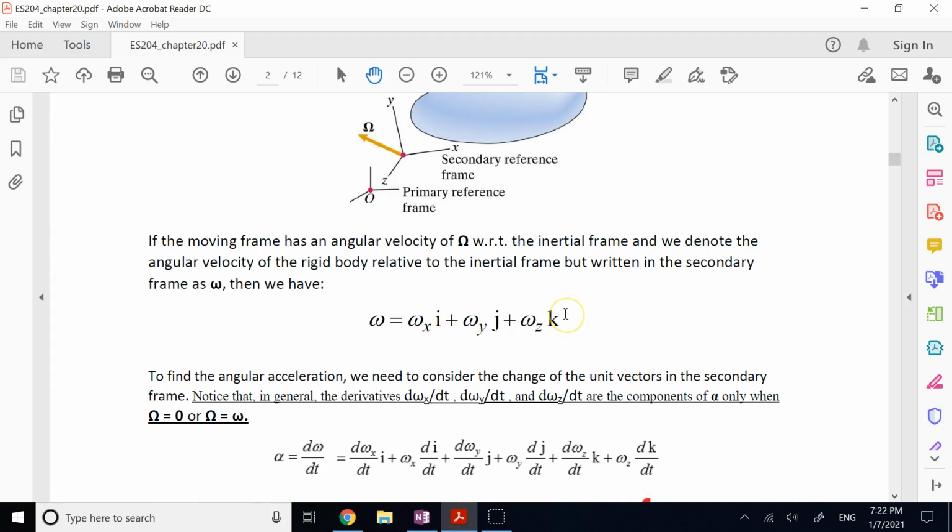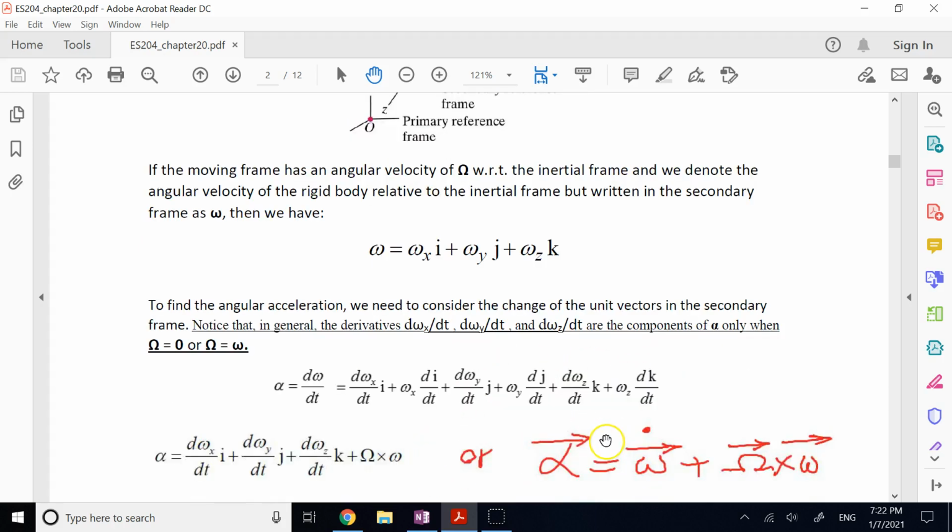Their magnitude is always 1. How come they have derivative? They have time derivative. You're right, because they are attached to a frame that is rotating with angular velocity omega. So their time derivatives, di over dt, dj over dt, dk over dt, are omega cross i, omega cross j, omega cross k.